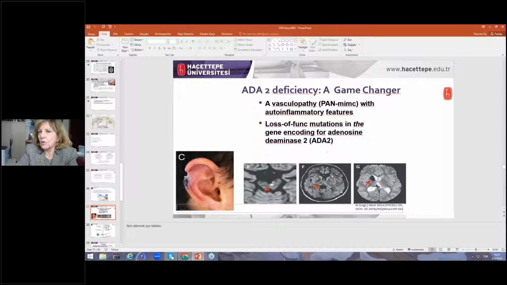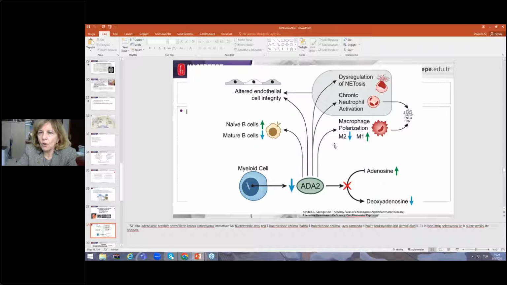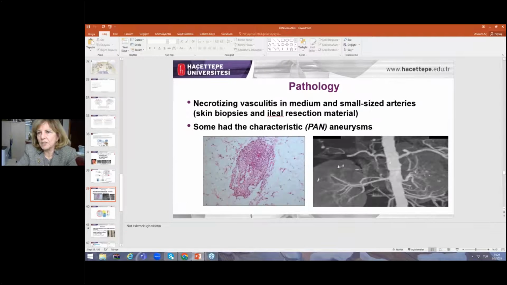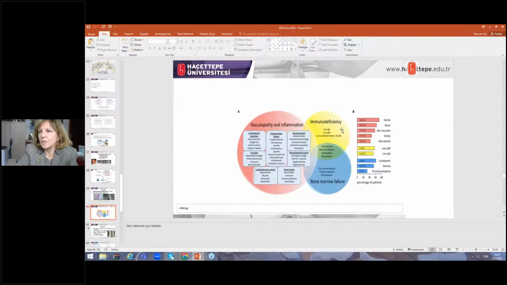It's characterized by loss of function mutations in the ADA2 gene, and it also causes early stroke. The pathogenesis is mainly due to macrophage polarization and altered endothelial cell integrity. And you cannot distinguish the angio findings or biopsy from polyarteritis nodosa.